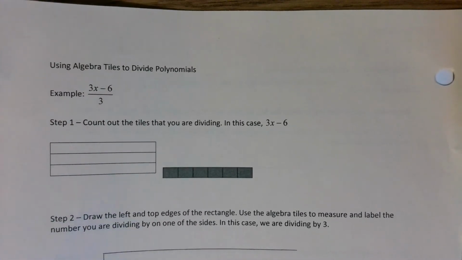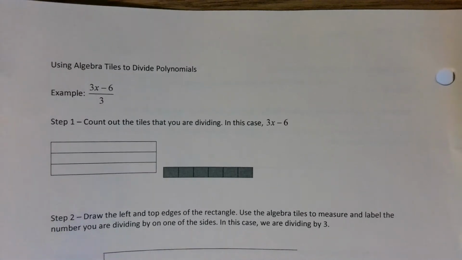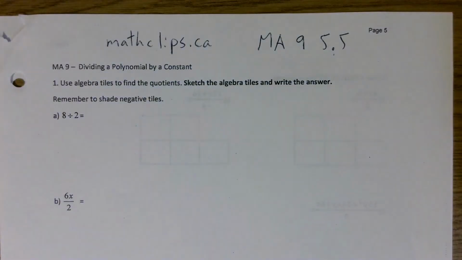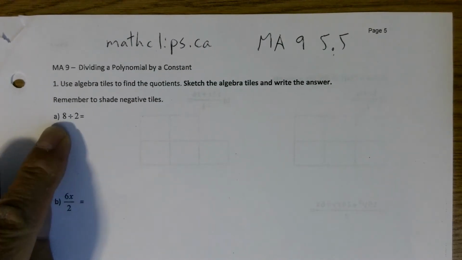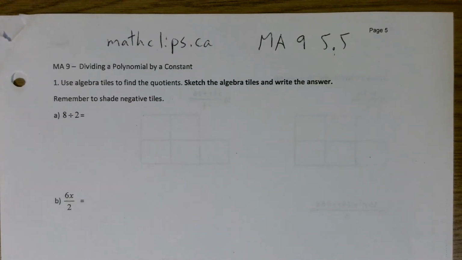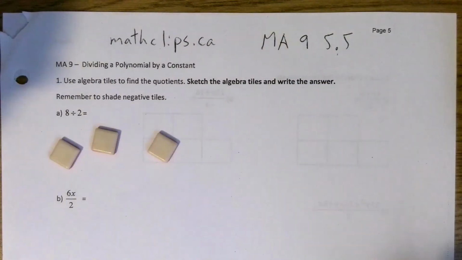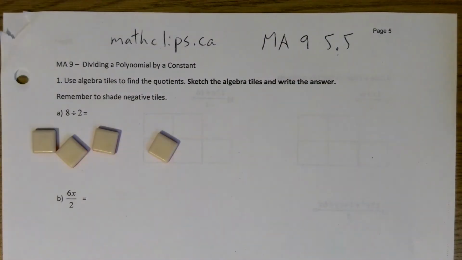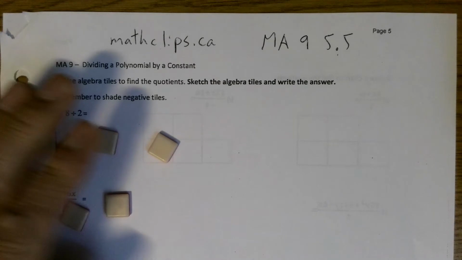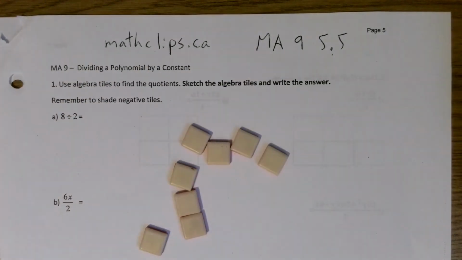Okay, so notice it says step 1, we need to count out the tiles that we're dividing. So for our question here, we're dividing 8 by 2. So we need to count out 8 because that's what we're dividing. 4, 5, 6, 7, 8. Okay, step 1 done. There we go. So there's our step 1.